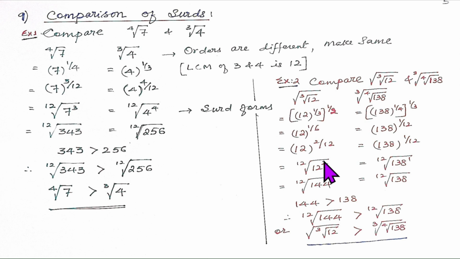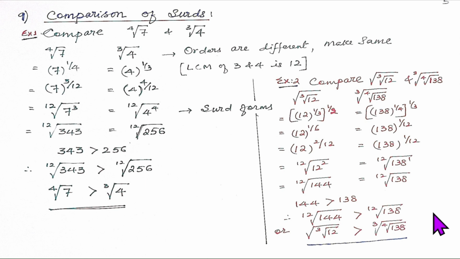12th root of 12 square, 12th root of 138 raised to 1. 12 square is 144, 138 raised to 1 is 138, and you know that 144 is greater than 138. If 144 is greater than 138, that means the 12th root of 144 is greater than the 12th root of 138. But the 12th root of 144 is the square root of the cube root of 12, and the 12th root of 138 is the cube root of the 4th root of 138. Therefore, the square root of the cube root of 12 is greater than the cube root of the 4th root of 138.